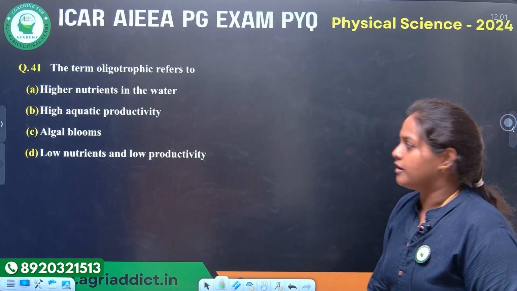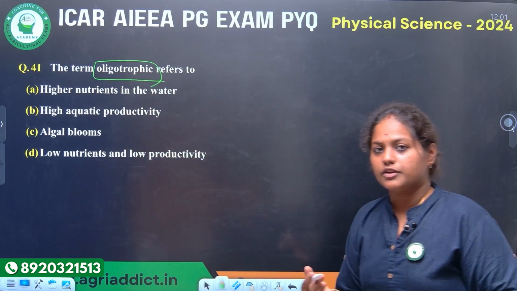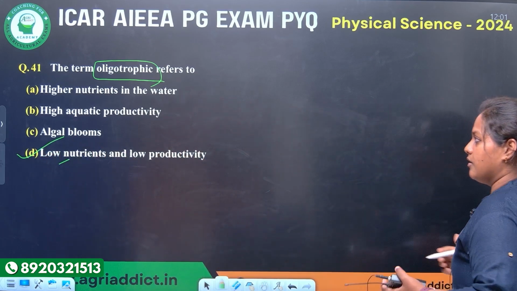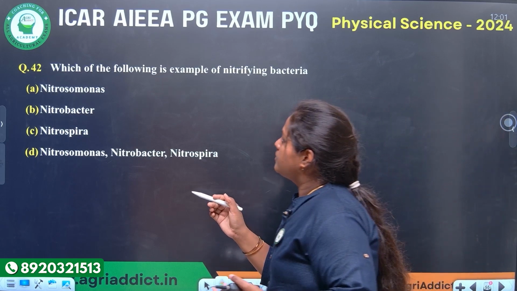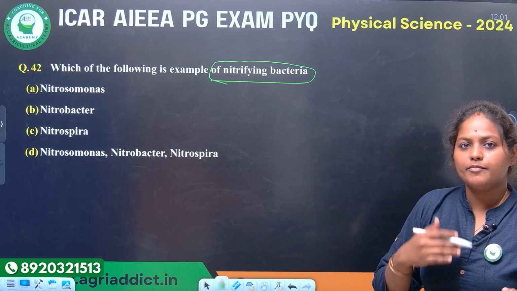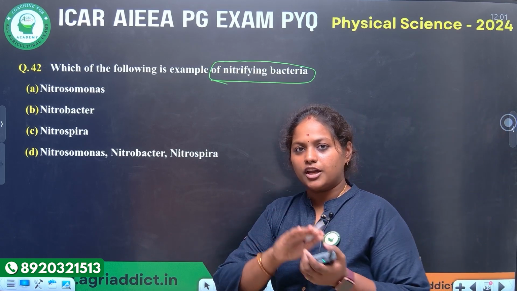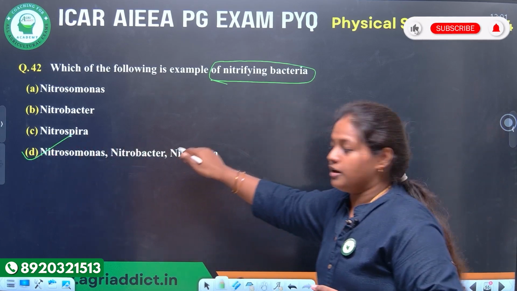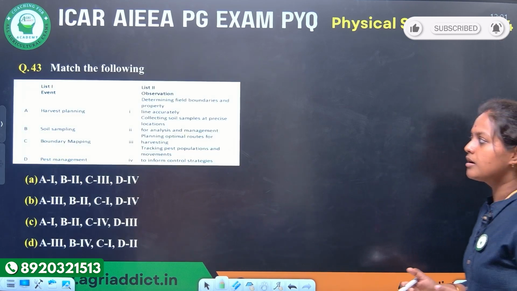Question number 41. The term oligotrophic refers to, oligo means few, oligotrophic means it is containing low nutrients and low productivity. Answer is option D. Question number 42. Which of the following is example of nitrifying bacteria? They are asking nitrifying bacteria, the whole group. They are not asking about which is oxidizing ammonia or nitrate. So we should keep Nitrosomonas, Nitrobacter and Nitrospira. All three. Option D.